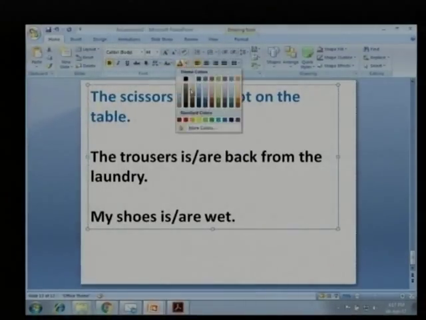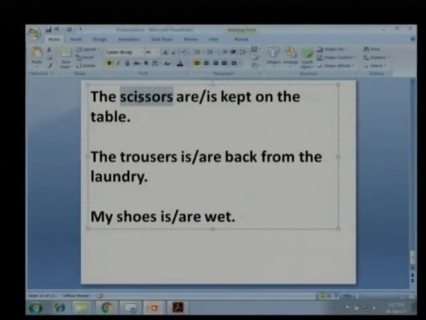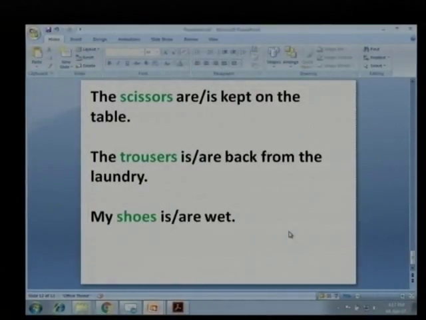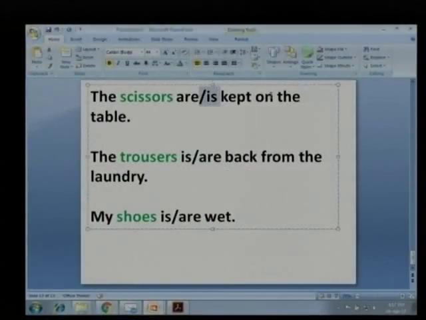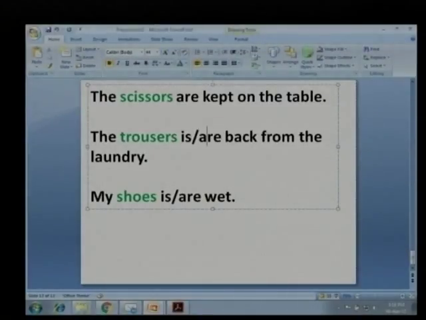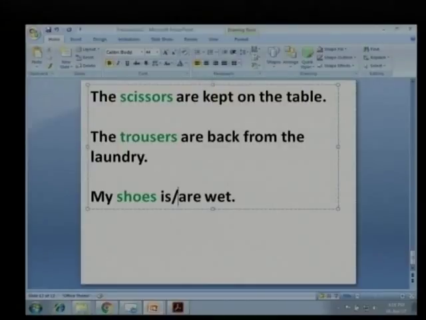Now pay attention. When you have word like scissors, trousers, shoes, they all come in pair. It will always be in pair. Or trousers has two legs, shoes is two parts, scissors is also two parts. It's considered as plural. Even if you're talking about one set of trousers, you don't say I'm going to buy a trousers. I'm going to buy some trousers. So it's considered as plural form only. So since it's a plural form, you will always pick are. The scissors are kept, the trousers are back, my shoes are wet.